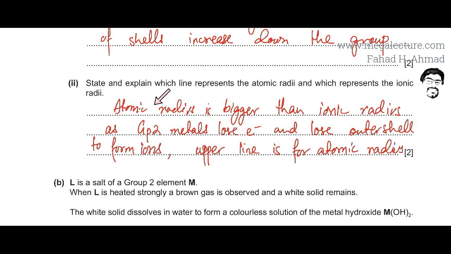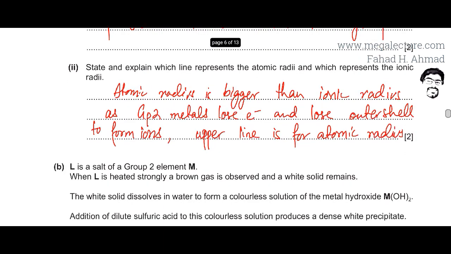This is what we are going to write over here for its explanation. So the answer is atomic radius is bigger than the ionic radius as group 2 metals lose their electrons and lose outer shells to form ions. And if they do so, the ionic radius becomes smaller. So the upper line was for the atomic radius. This is going to be my answer for this question.